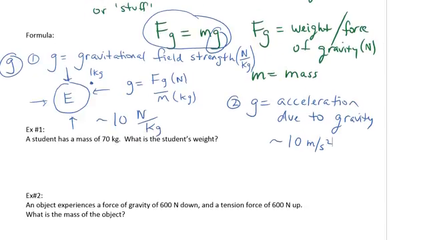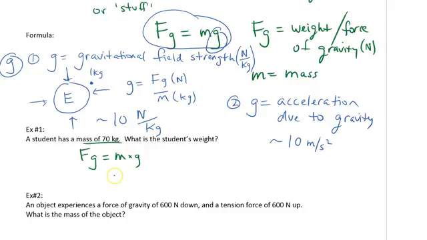A student has a mass of 70 kilograms. What is the student's weight? It's pretty clear. We're going to use our brand new formula here. We're taking it out of the wrapping paper. Fg is equal to m times g. I'm just going to put a little times symbol here just to remind ourselves that m and g are multiplying with each other. Okay, so I've got a mass of 70 kilograms.